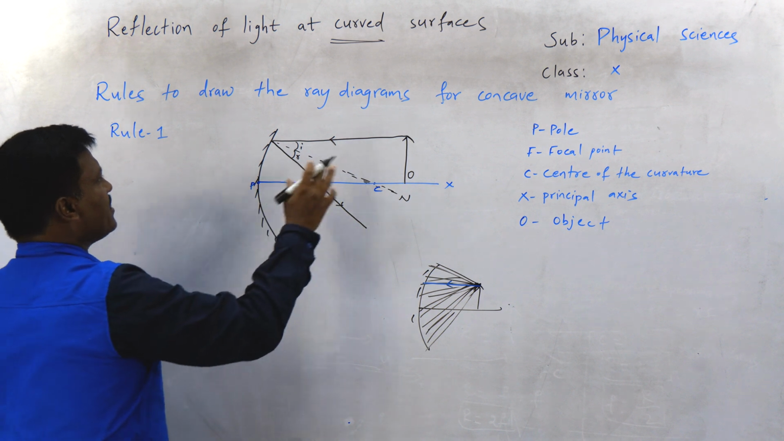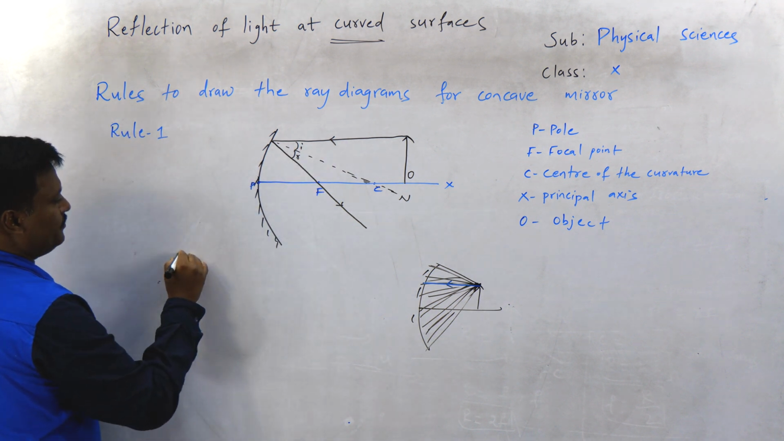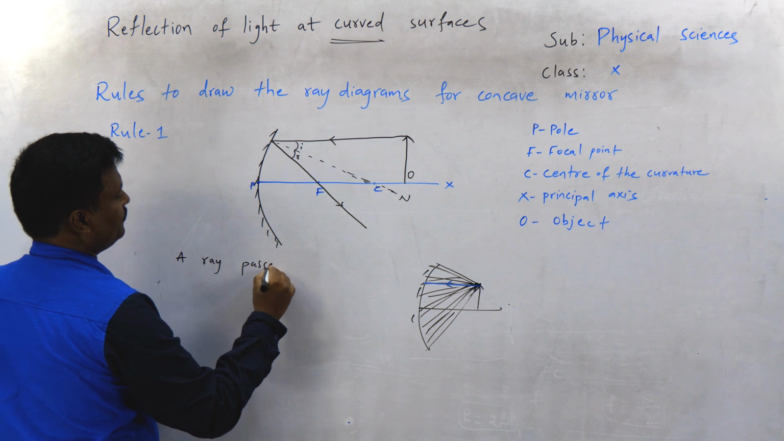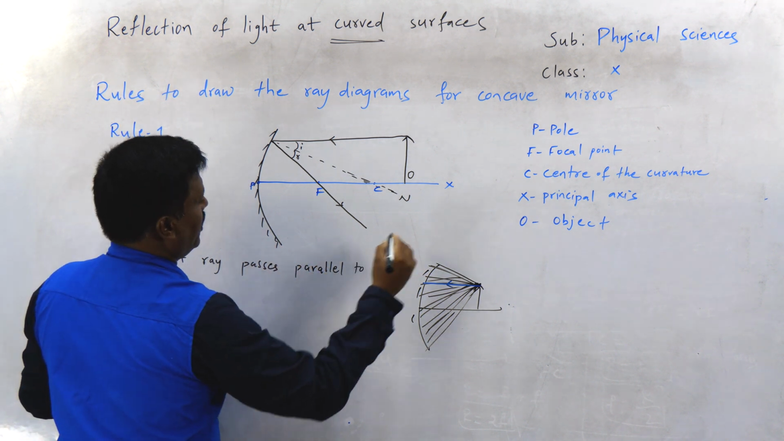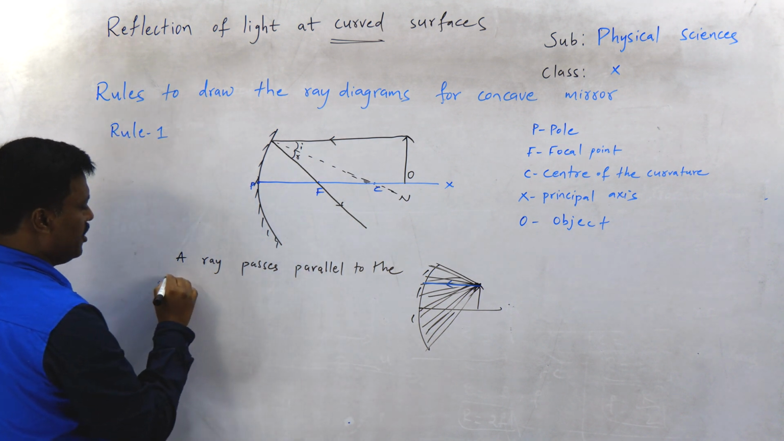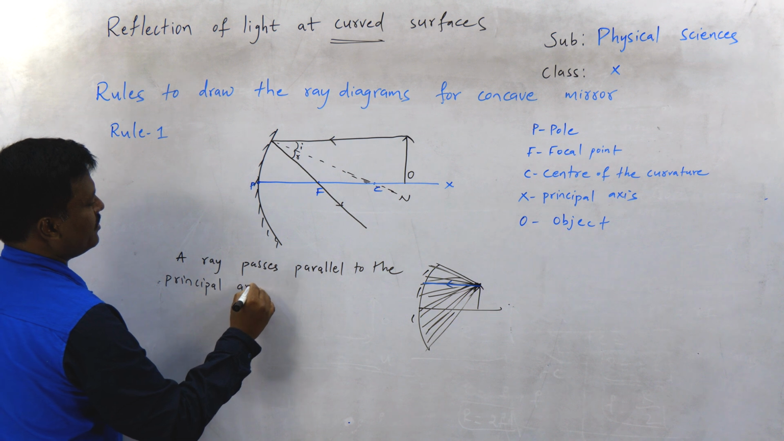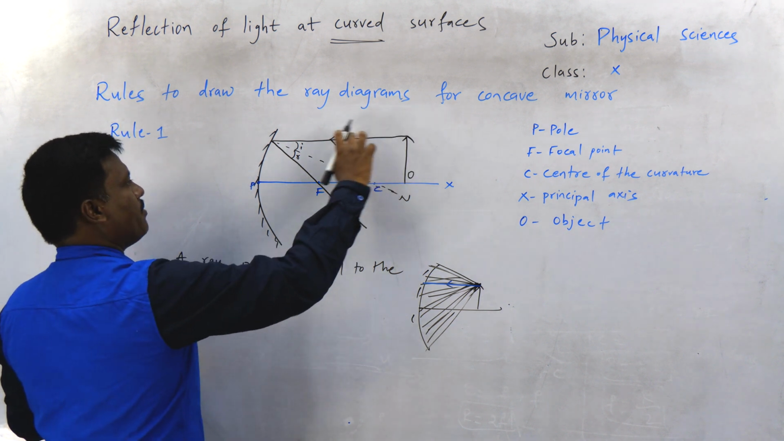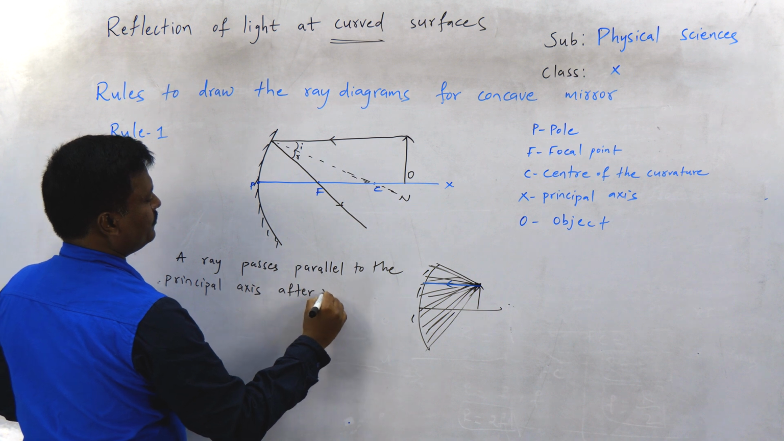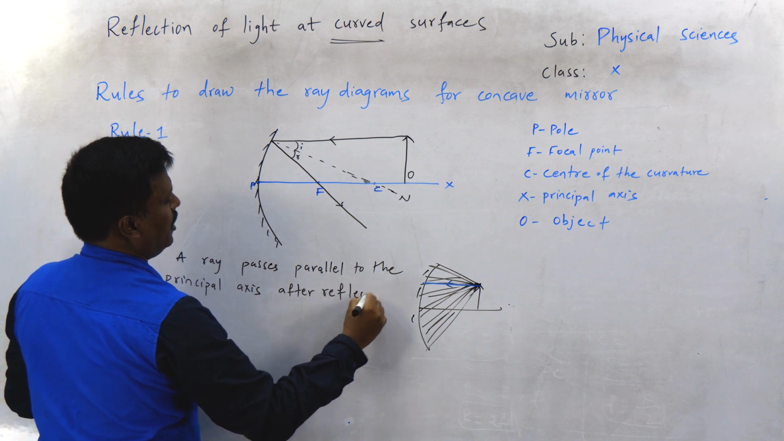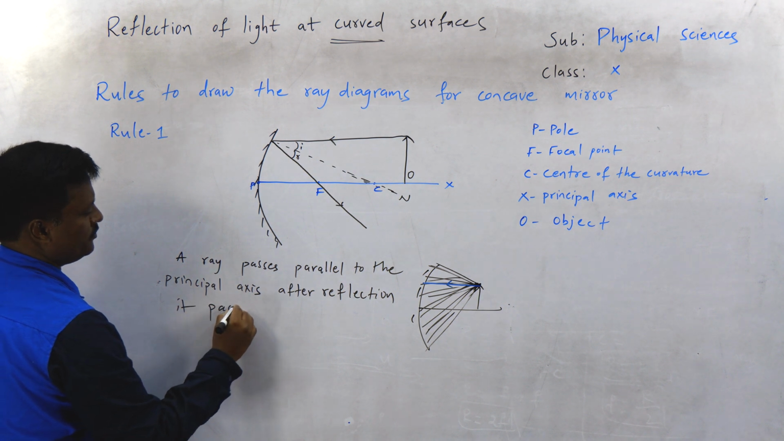So this is rule number 1. What is that? A ray passing parallel to the principal axis, after reflection, passes through the focus.